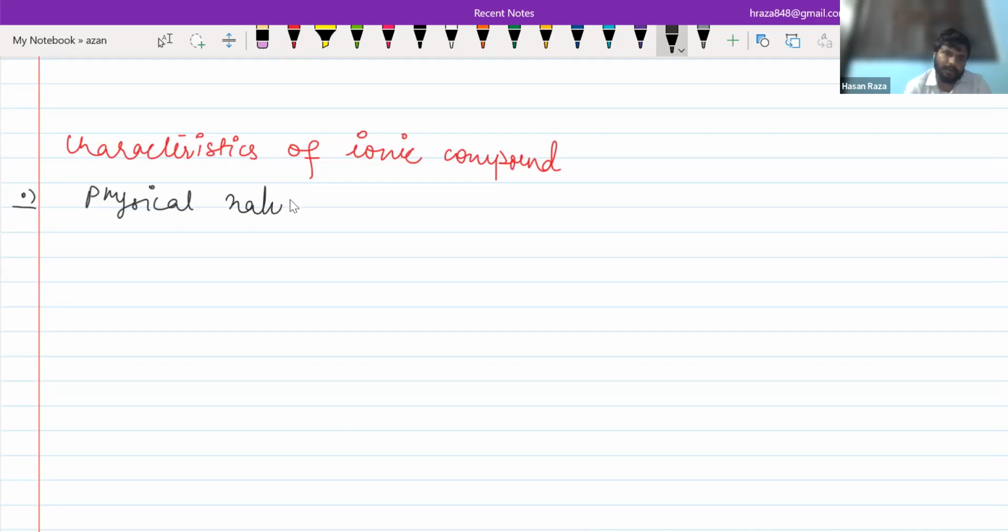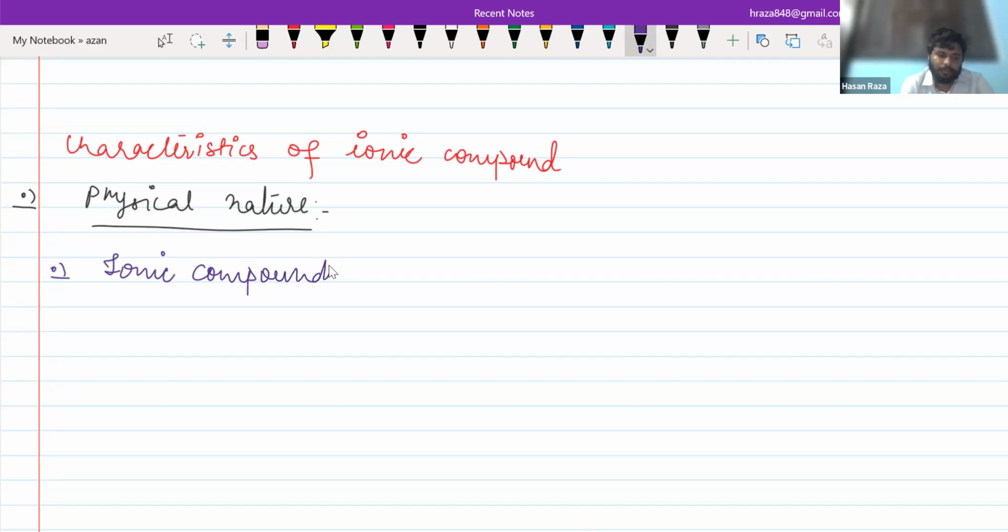Physical nature. Basically, the ionic compounds are very hard. Why? Because the electrostatic force of attraction, the positively charged attraction force is very high. That's why their physical nature is hard. That's why ionic compound exists in solid state. So I'm going to write a point about this, which is ionic compounds are solids.